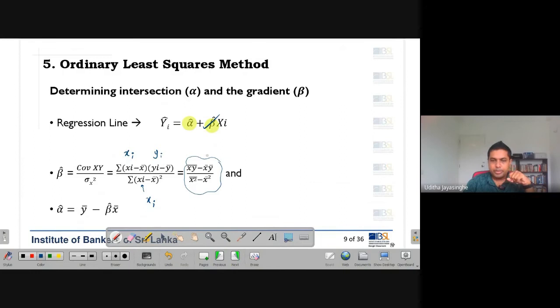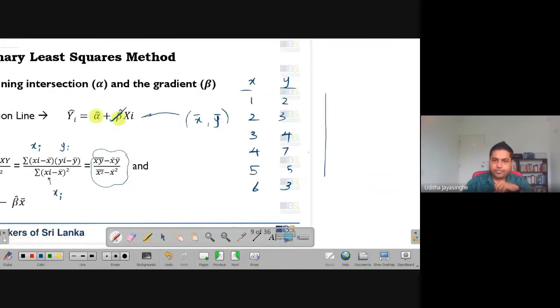Now we know the value for the beta. Now what are we going to do? We are going to assume that this x bar, y bar is going to be a point in this equation. Now if I take you through some values, it's going to be something like this. X is equal to 1, 2, 3, 4, 5, 6, and y is 2, 3, 7, 5, 3 likewise. Now these are some typical scatter diagram values.